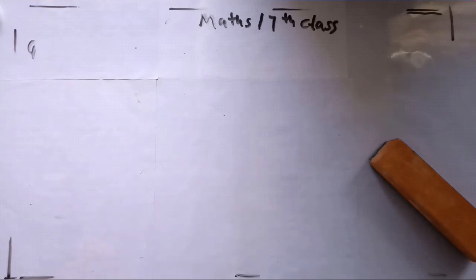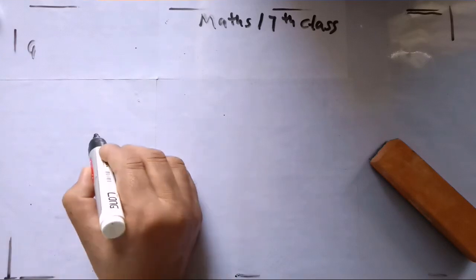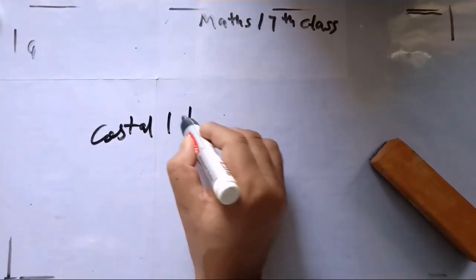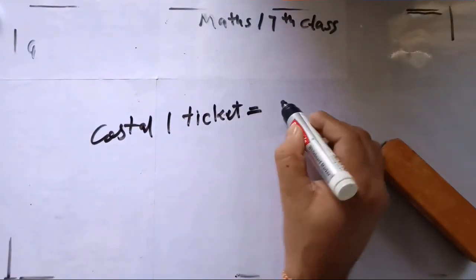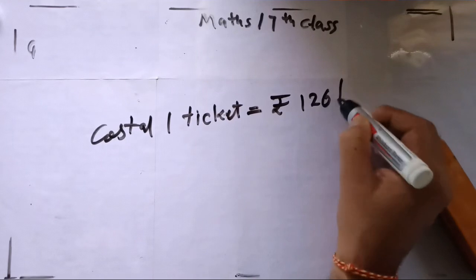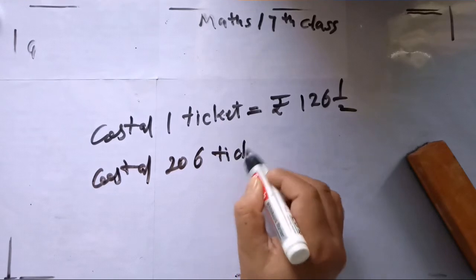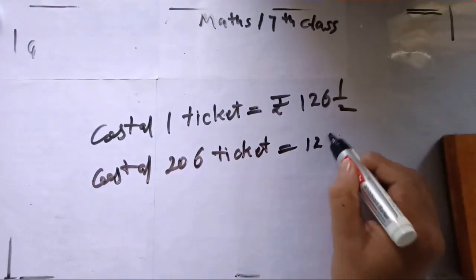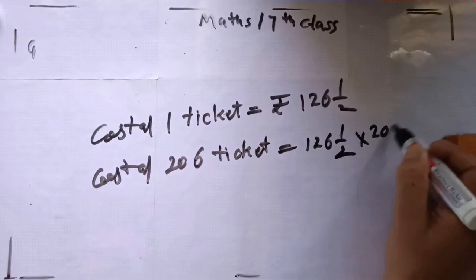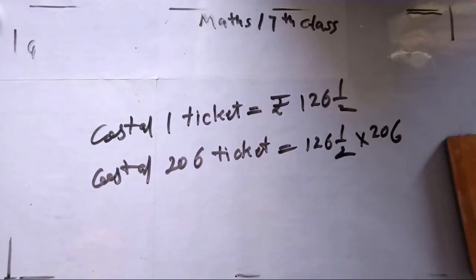For a particular game, each ticket costs 126.5. Calculate the amount collected if 206 tickets of the show were sold. Beta, you have to multiply these two. The cost of one ticket is equal to rupees 126.5. So the cost of 206 tickets is equal to 126.5 multiplied by 206. After multiplying these two, you will get the answer.